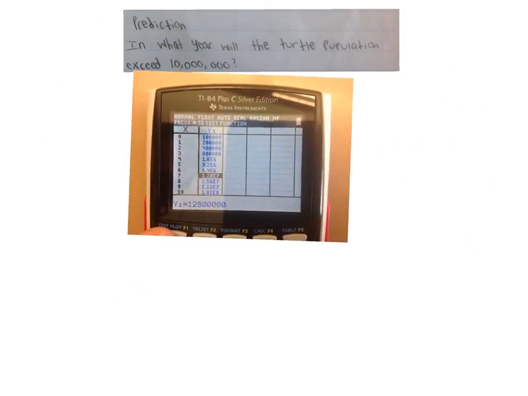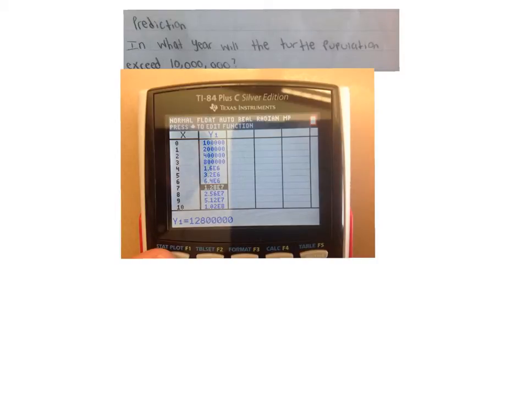In this slide, I'm going to be showing you how to solve our first equation. In what year will the turtle population exceed 10 million? Right now, I'm just pulling up what came up in our calculator after we typed in our explicit rule, y equals 100,000 times 2 to the x power, into y equals. As you can see, between 6 and 7, or 2006 and 2007, it exceeded 10 million.